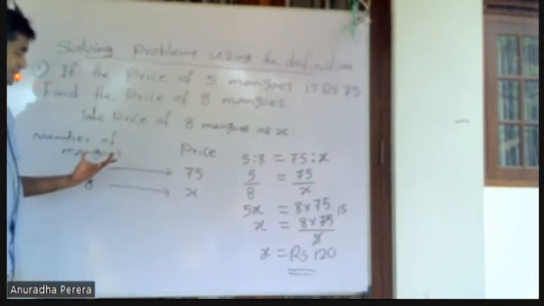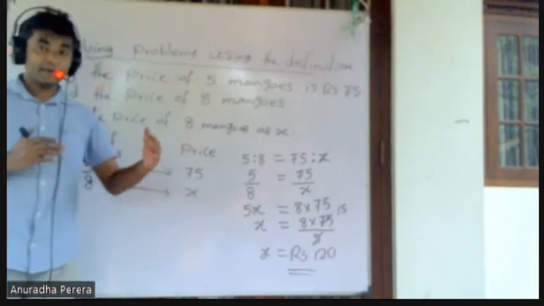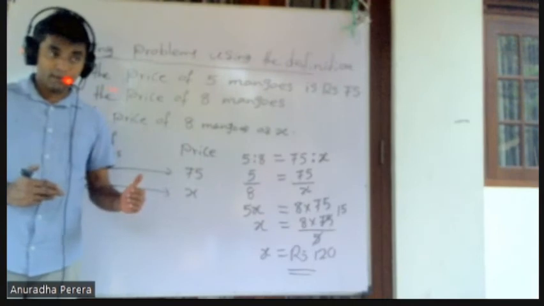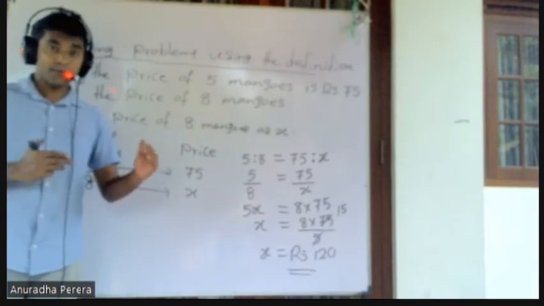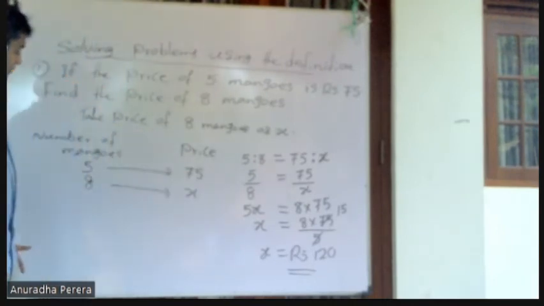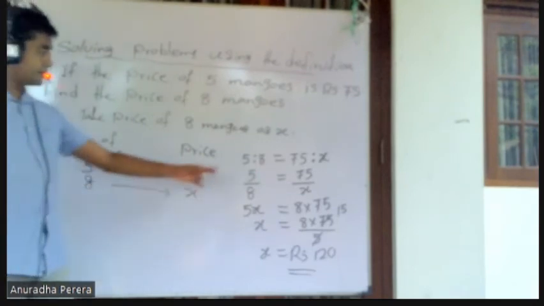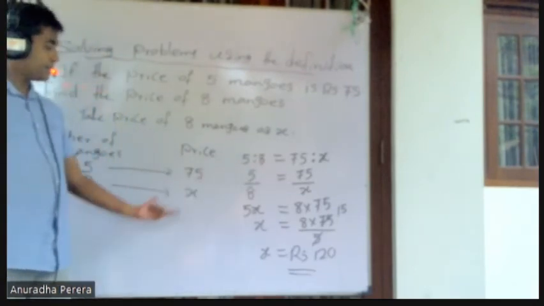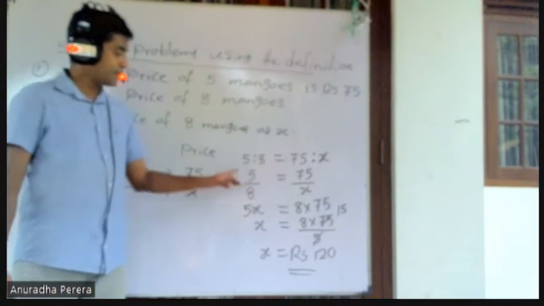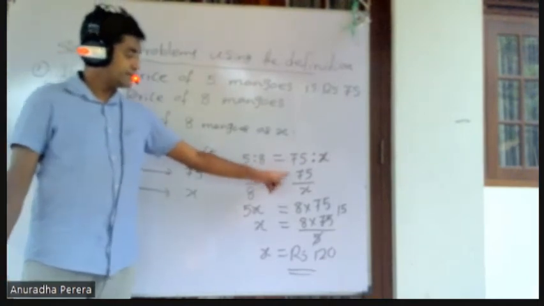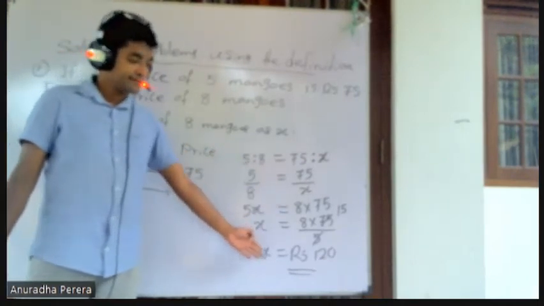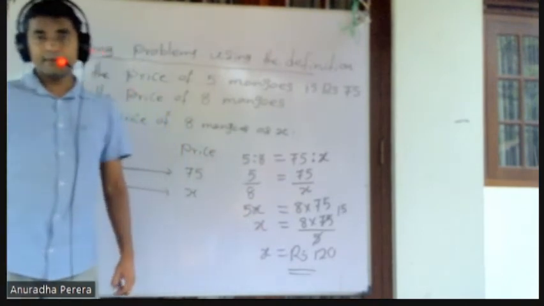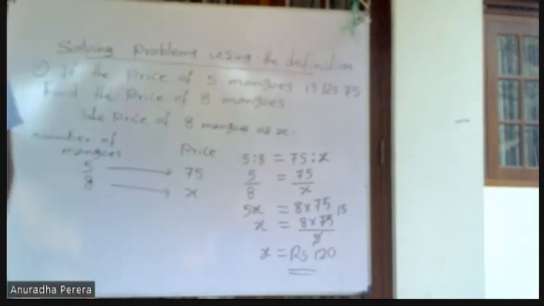Then consider this is a direct proportion. Ratio between number of mangoes is equal to the corresponding prices. Ratio between number of mangoes 5:8. Corresponding prices 75:x. You can write this as 5/8 = 75/x. Solve this to find x, which is 120. Any question? Not yet, sir. Right. If it is, write down. ලියන්න එහෙනම්.